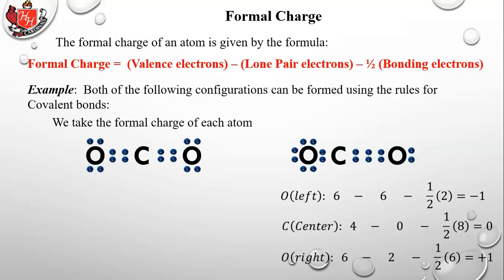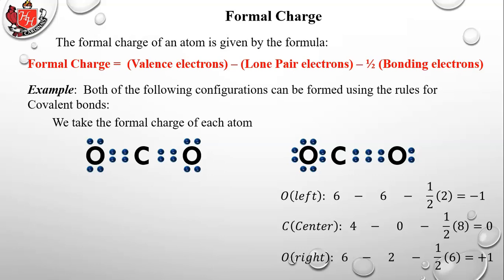Now, you may notice that the formal charges for the molecule on the right add up to 0. They do add up to 0, -1 plus 0 plus +1. That's always going to be true if the molecule doesn't have a charge and carbon dioxide does not have a charge. The formal charges will add up to 0. If it was some kind of a molecule that was an ion, like say SO4 that has an ion, then the formal charges would add up to whatever the charge on the overall molecule is.